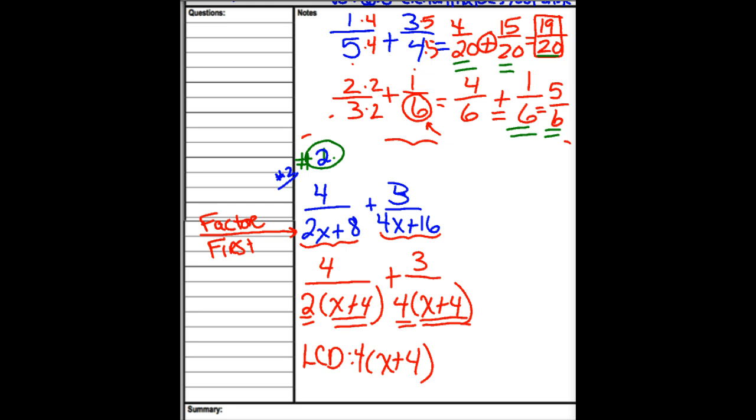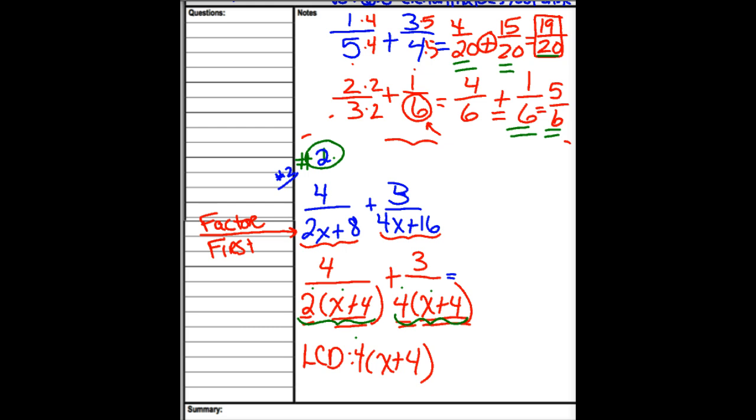You might say, I don't get that. Why does that work? Because it contains this and this. You want the smallest thing that contains every factor. Does this have a 2 in it? Yes. Does it have an x plus 4 in it? Yes. Does it have a 4 in it? Yes. Does it have an x plus 4 in it? Yes. The minute you answer yes to everything, you found a common denominator. And the least common is the smallest one that you can do that with.